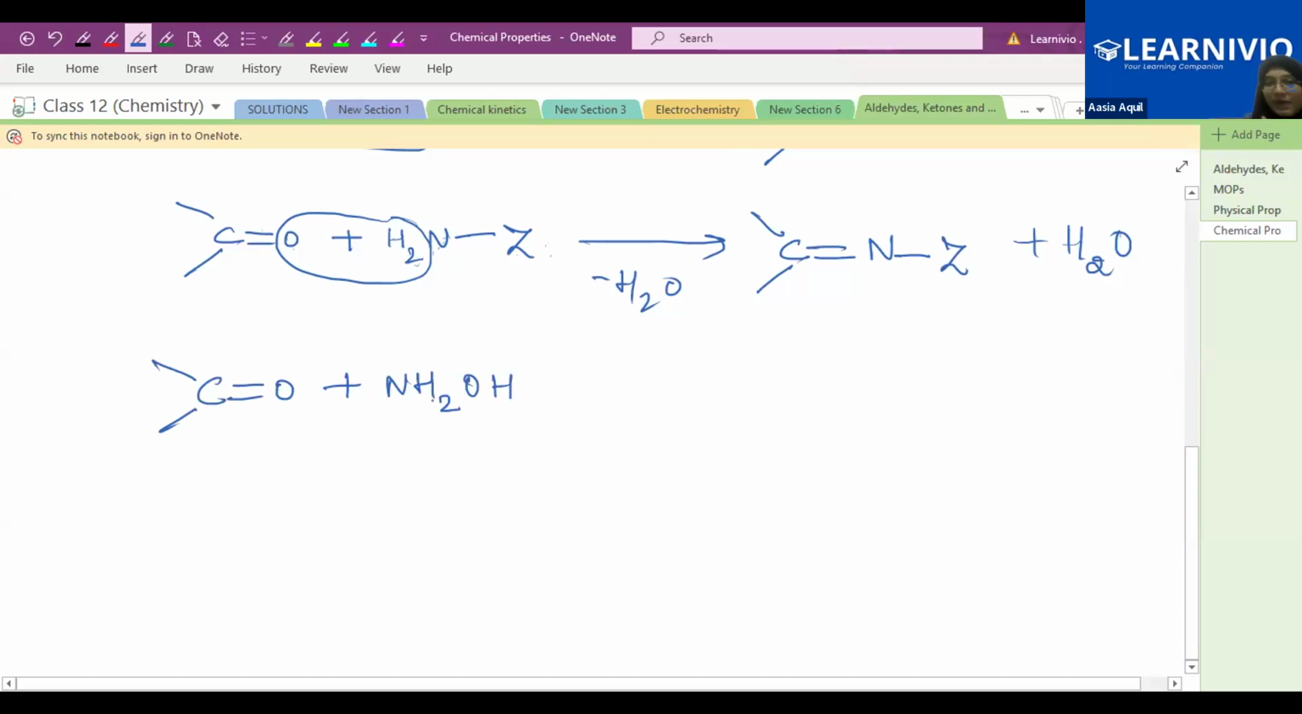So when a carbonyl compound is treated with hydroxylamine, what will be the product? Just quickly write it down. The mechanism will be the same. You have to basically do the hydration. This H2 gets combined with this oxygen, and water will be released, and the remaining fragment, this NOH, will get combined with the carbon via a double bond. So just do that quickly. Next question.